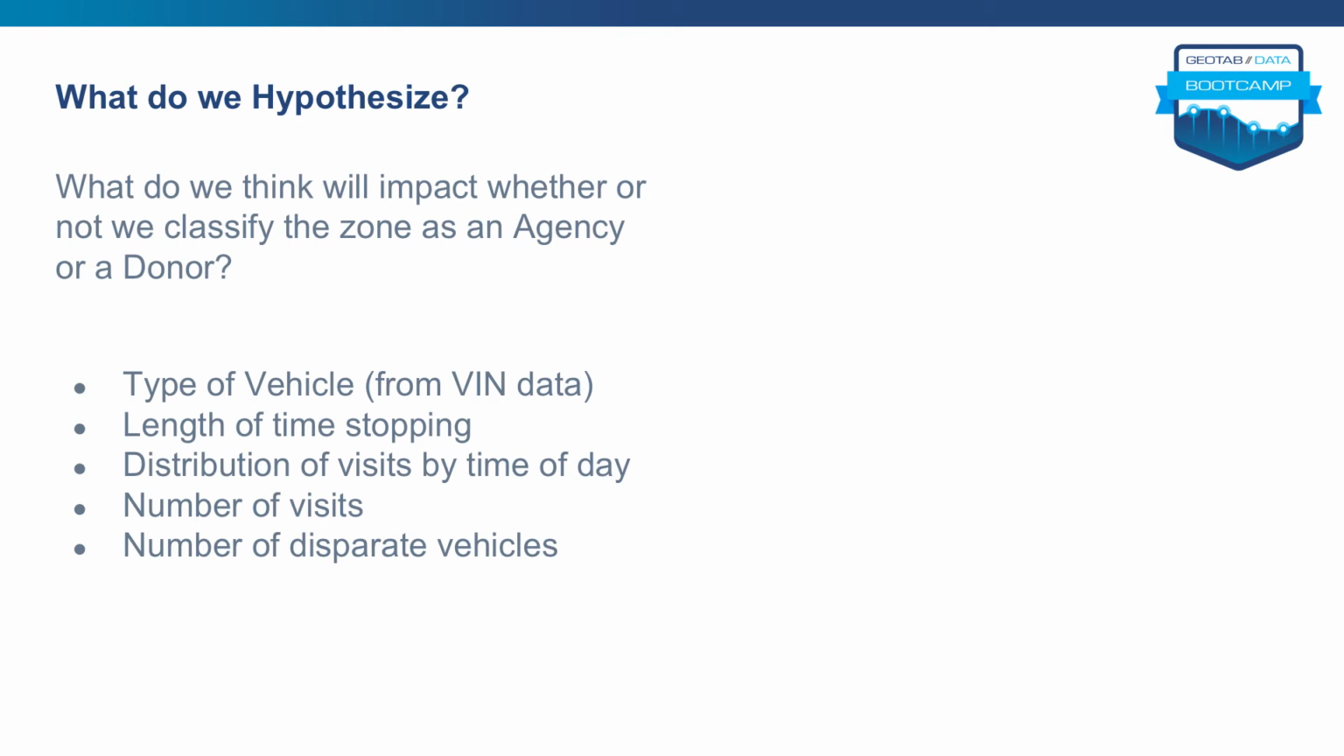So in order to figure out how we teach this machine to learn whether something is an agency or a donor site, or again, a distribution center, whatever type of zone you want to look at, you have to have some hypotheses around the data. What do you think is going to make an impact from the perspective of the customer in determining whether it's a donor or an agency? In this case, it might be the type of vehicle. Is it the length of time they spend stopping at a specific area? Is it the size of the zone? Is it the time of day, the number of visits, the number of different vehicles visiting there? So you have to come up with all of these different metrics and hypotheses that you think might impact qualifying a zone as a donor or an agency.